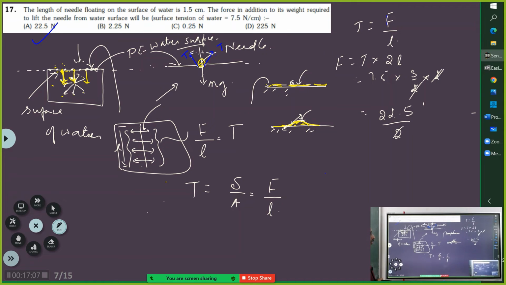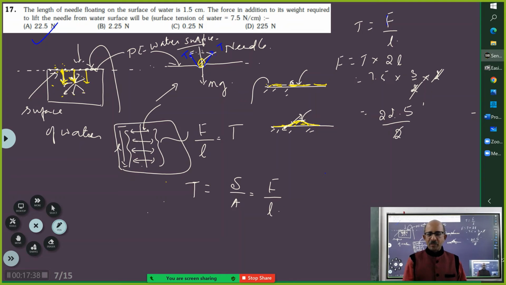So while picking up, sir, in that previous video they have shown that the extension acts downwards, sir. No, there is some audio problem. Please once again repeat your question. So in that video, sir, they showed that when picking up the needle, the surface tension will act downwards. So how is it acting on that?